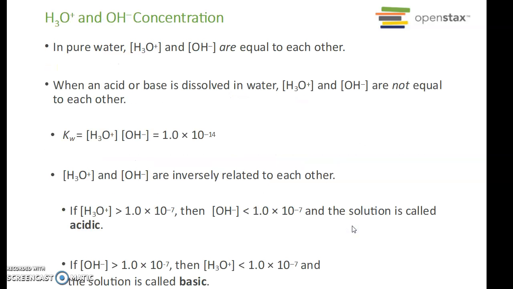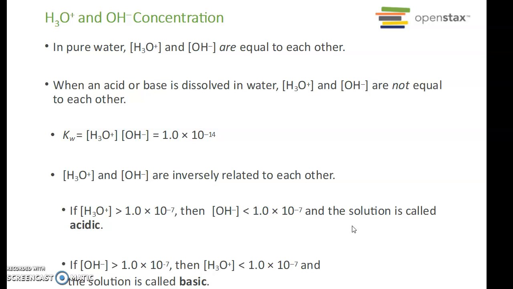And in pure water concentrations, and that doesn't happen very often, that would be your DI water, distilled water, the H3O plus and the OH minus are equal to each other. When an acid or base are dissolved in them, they are no longer equal. So when you have that situation, these are inversely related to each other. In the situations where your H3O plus is greater than 1.0 times 10 to the minus 7th, then the OH has got to be less than that, right? Because the two of them have to be multiplied together to be that.